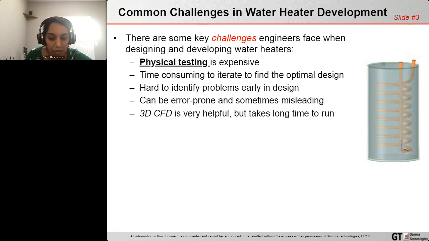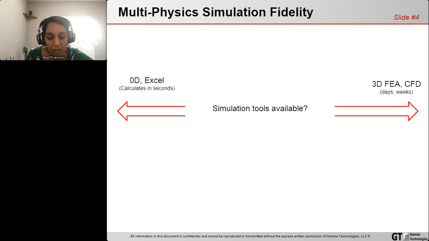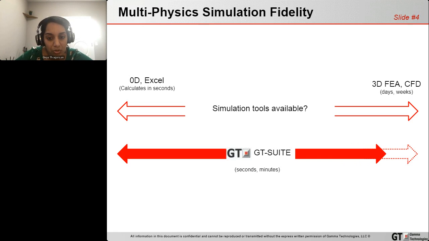And that's really where we come in with our multi-physics simulation tool, GT Suite, mostly based on a 1D lumped parameter approach. If you look at the spectrum of the simulation tools available, on one hand, we have the 3D complex FEA and CFD tools that provide really high fidelity results, but they take days and weeks to set up and even run. And on the other end, you could have a simplified model that could do some fast calculations, but the fidelity can be questionable for production design. So that's really where we come in with our GT Suite software, where we strike a sweet compromise between these two.